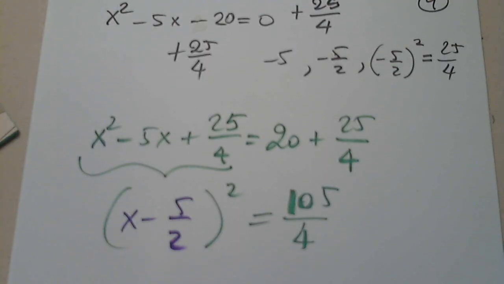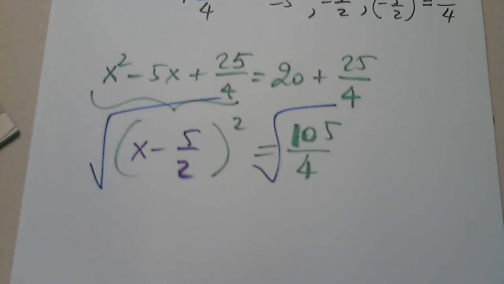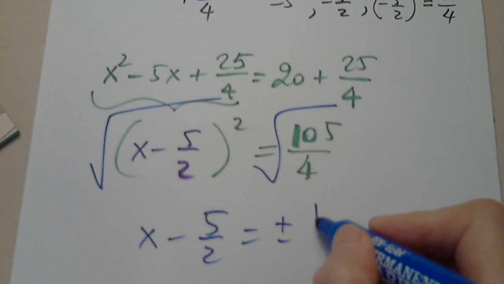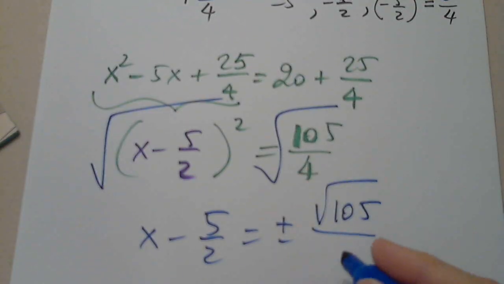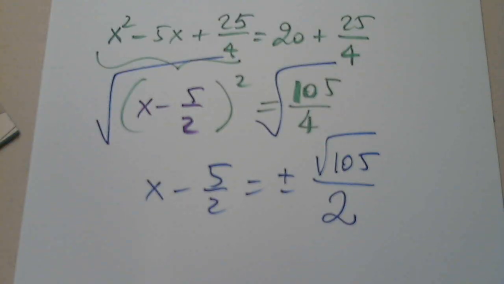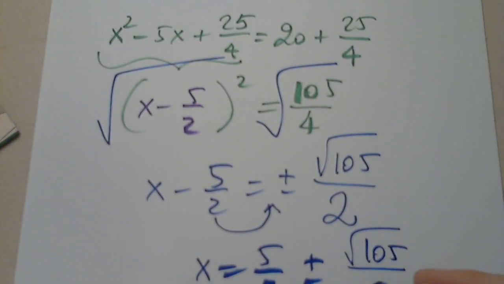Yes, of course. I'll take the square root. x minus 5/2 equals plus or minus. The square root of 105 is the square root of 105, but the square root of 4 is 2. And the final step, I have to squeeze 5/2 right here. So x equals 5/2 plus or minus the square root of 105 over 2.